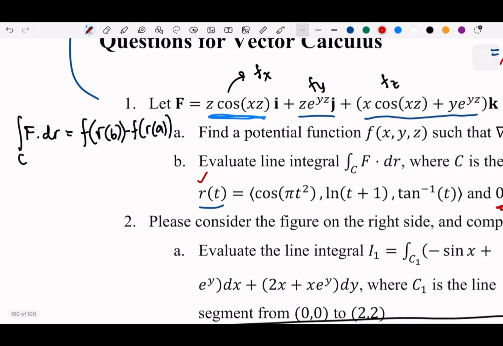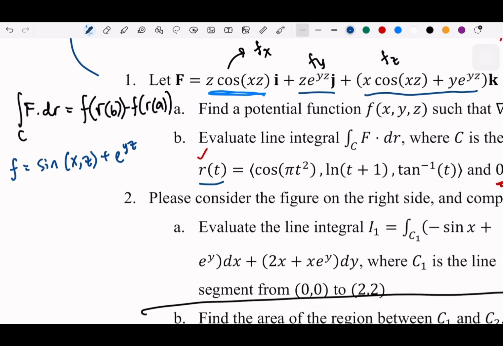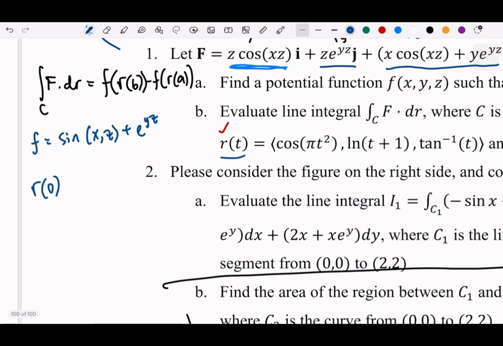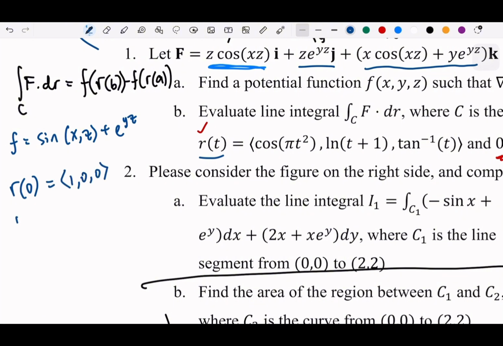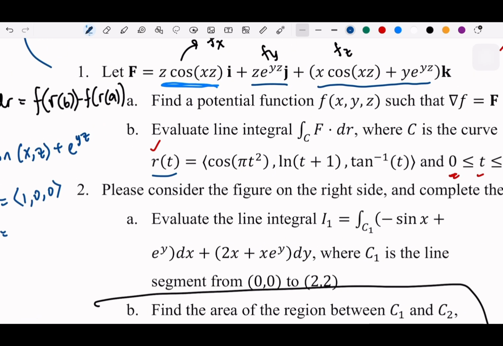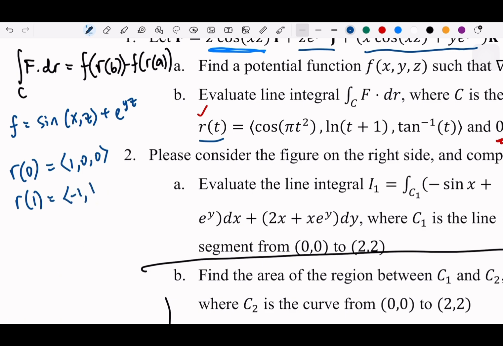So we can take the f. We know the f, let me write here. So f is sine xz plus e^(yz), okay. Now suppose that we plug in all the information. Let's say r(0), everything here will be 1, 0, 0, right? So r(0) is (1, 0, 0), and then r(1) is cosine pi, which is -1, ln 2, and then inverse tangent of 1, which will be pi over 4. And then plug in all this.